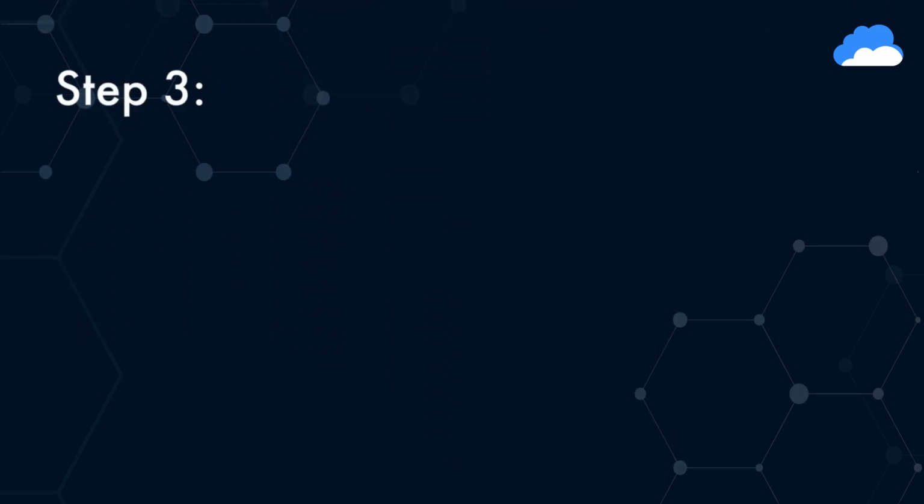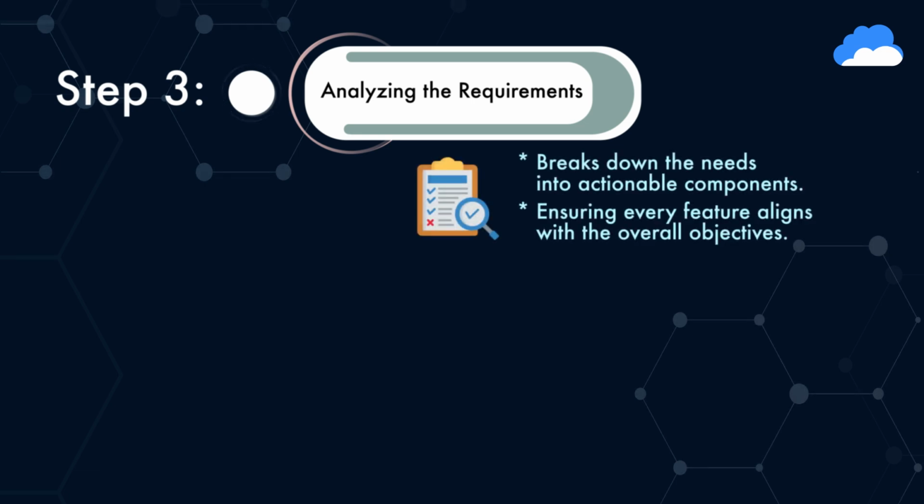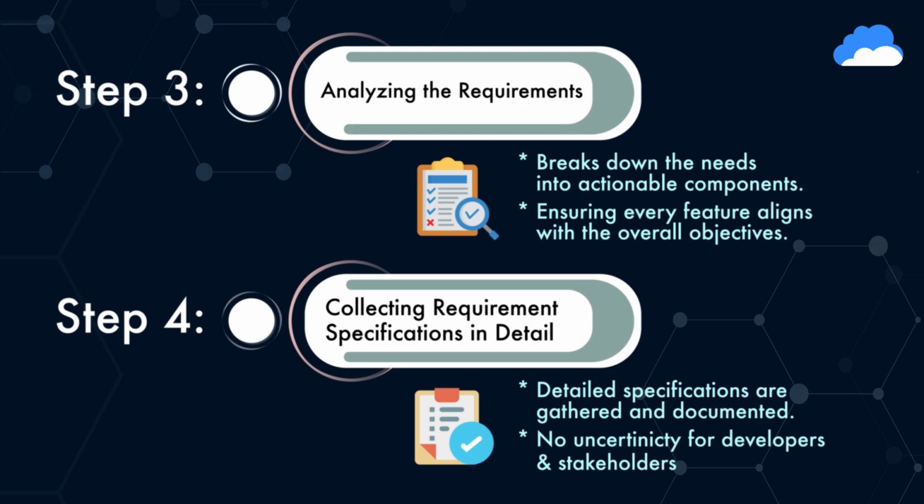Step 3. Analyzing the requirements. Requirement analysis breaks down the needs into actionable components. Step 4. Collecting requirement specifications in detail. Detailed specifications are gathered and documented, leaving no uncertainty for developers or stakeholders.